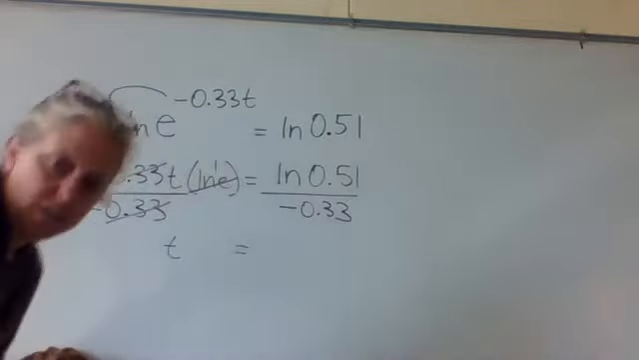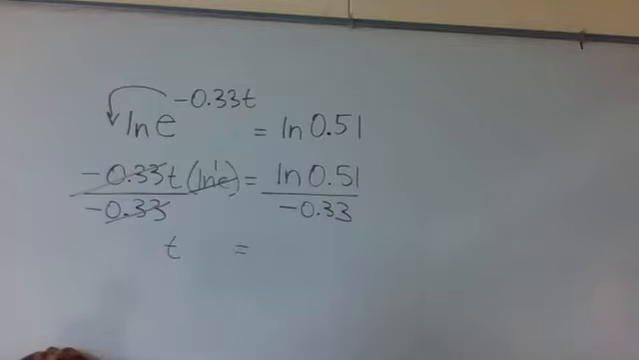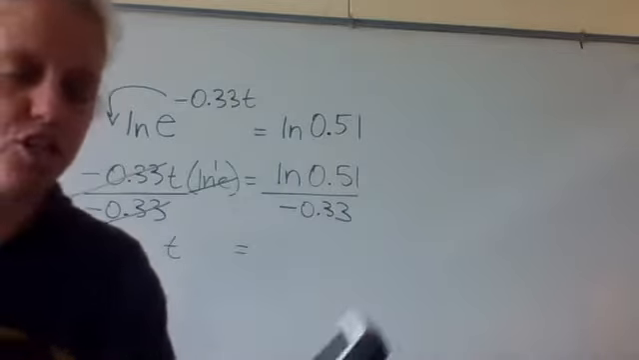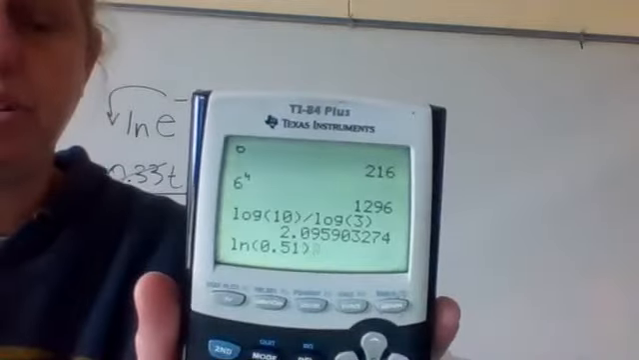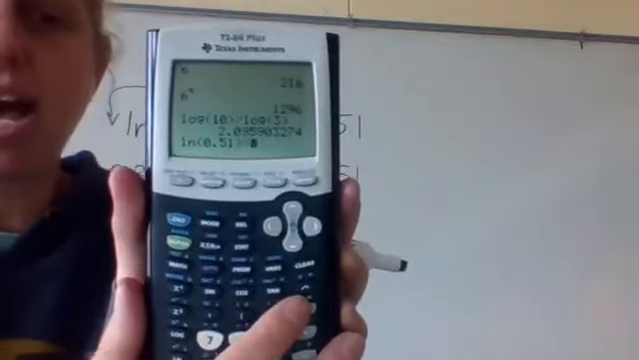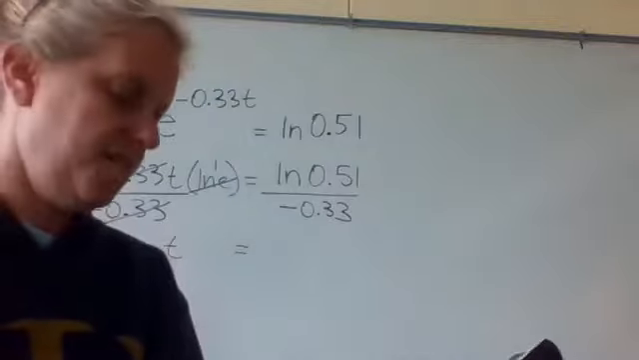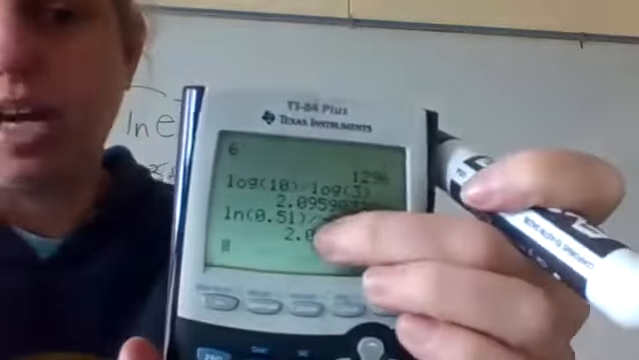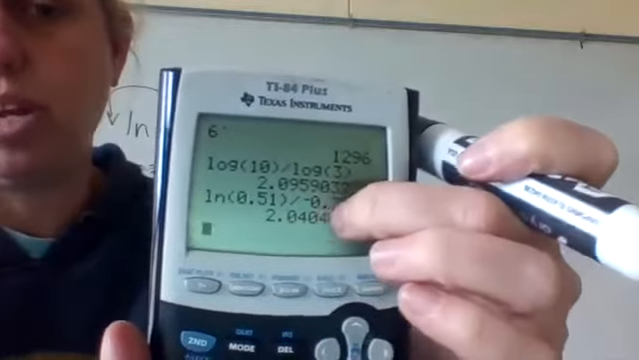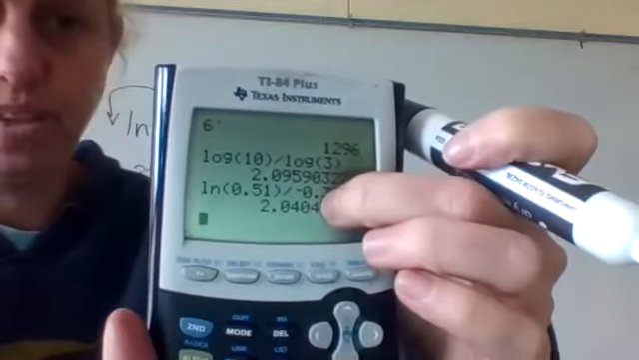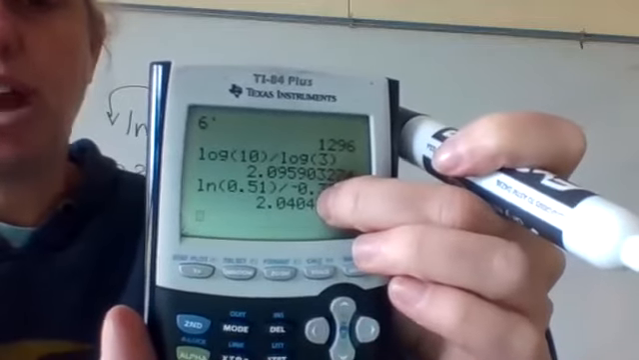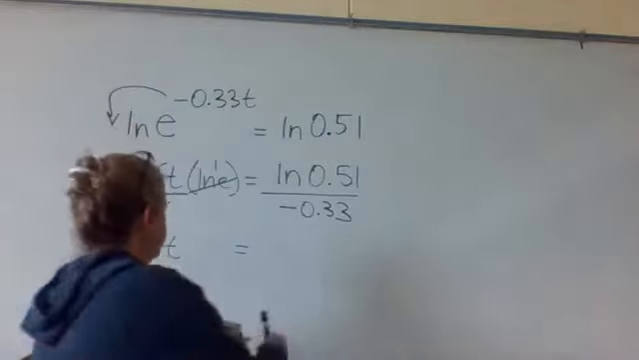Calculator. So ln 0.51. Make sure to close it again. Divided by negative 0.33 and round it to 4 decimal places. 1, 2, 3, 4. After the 4 is a 3, so you don't need to round up the 4. So 2.0404.